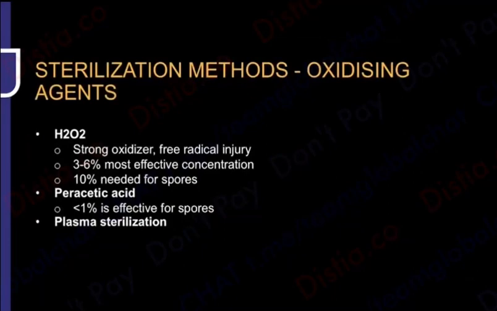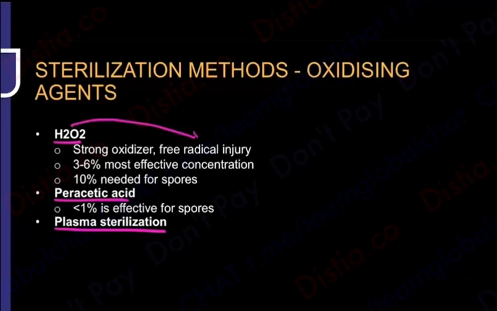What was I doing? Blood spill management was with hypochlorite. Those were halogens, iodine and chlorine. Sorted. Now I come to oxidizing agents, which is very, very essential. We have H2O2, peracetic acid, and plasma sterilization. I think H2O2 we've studied a lot in medicine, in path.